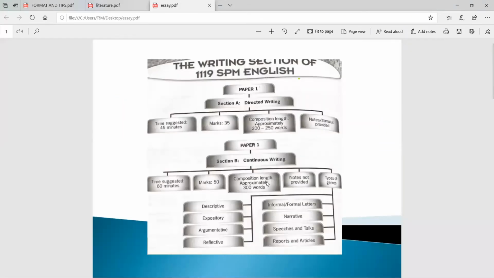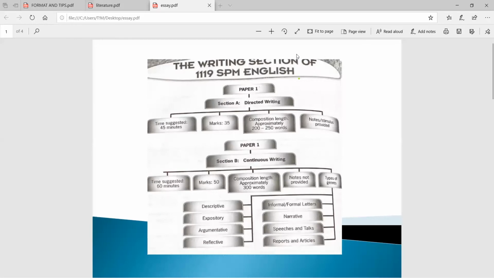Okay, so this is the writing section of 1119 SPM English. Our English writing is also known as 1119. It's divided into two sections, as I think I've informed you just now during the format explanation, but I'll just go through it with you very quickly.